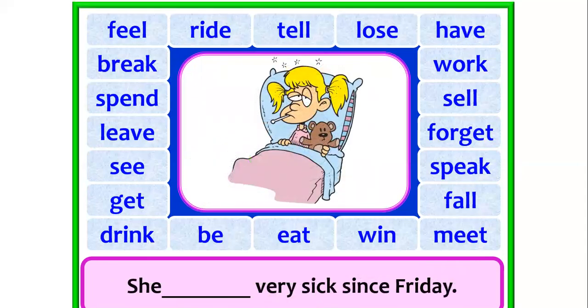Another example. She very sick since Friday. Her sickness started on Friday. So she has... she has felt very sick since Friday. So we have the verb feel and its past participle is felt. So she has felt sick since Friday.